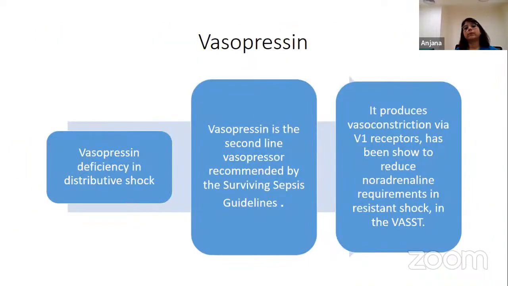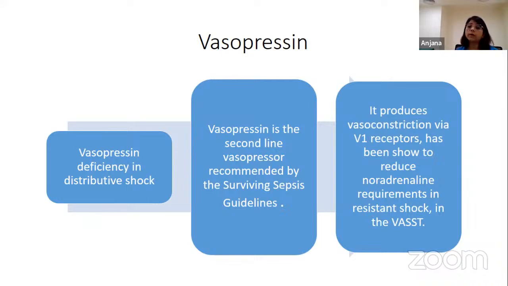Now, coming to vasopressin, we know that in distributive shock or sepsis, there's a relative vasopressin deficiency. The Surviving Sepsis guideline has recommended vasopressin as a second-line agent. It causes vasoconstriction through the V1 receptor. Now, there's a landmark trial, the VASST trial, which has shown that there is no mortality difference if you add vasopressin. There was no mortality benefit.